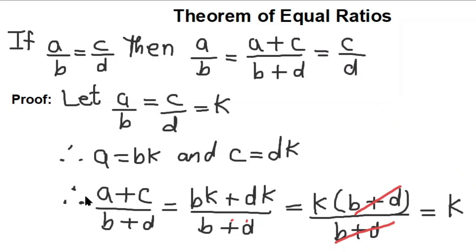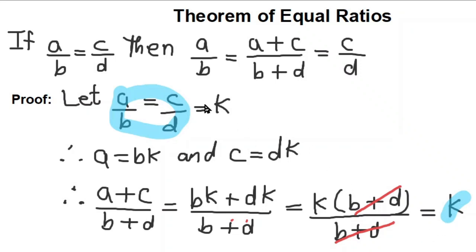Now see here. Therefore, A plus C upon B plus D is equal to, what is the value we are getting? K. Okay, after cancelling the common terms from the numerator and the denominator, the answer we are getting is K. Okay, now see here, this K. What is the value of K? Now the value of K, what have we assumed? We have assumed K as this, A upon B is equal to C upon D. This value we have taken as K.